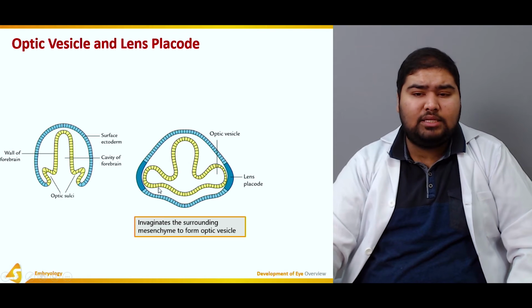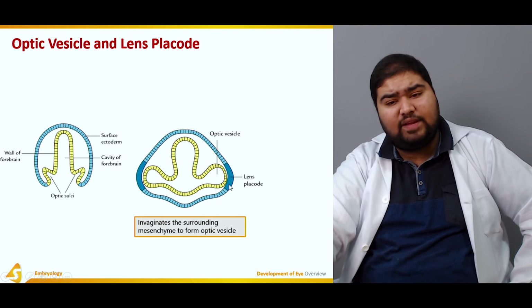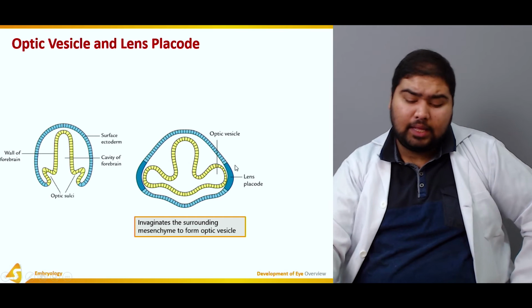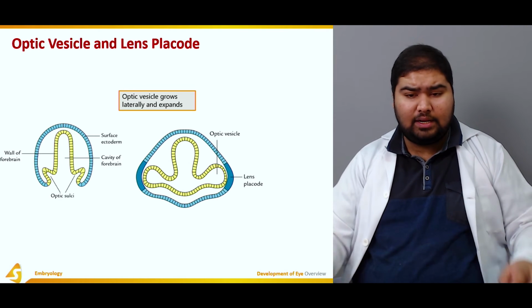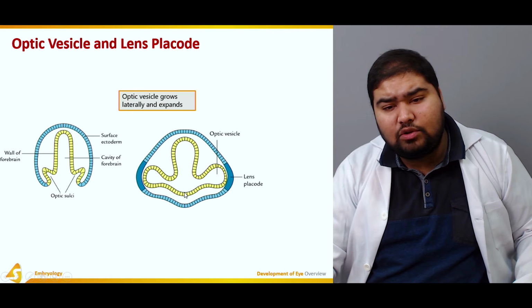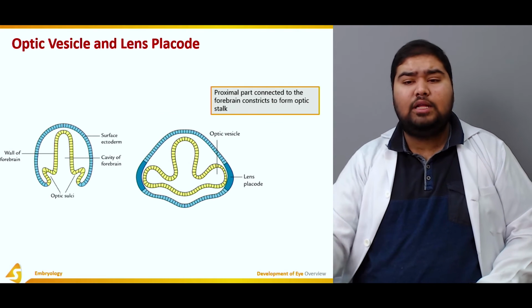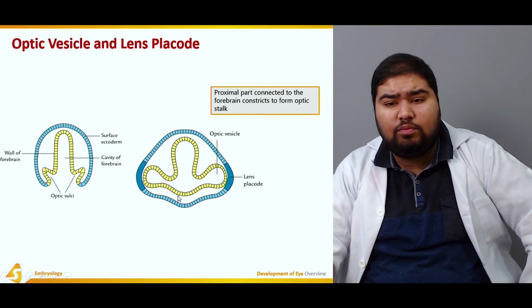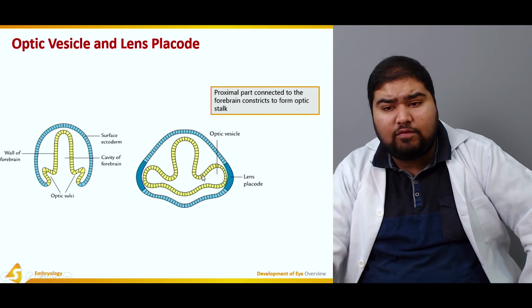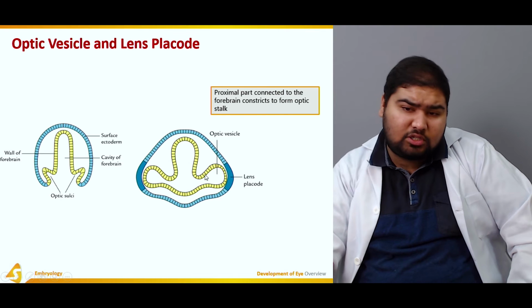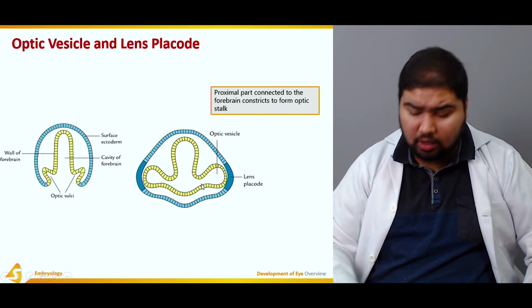So, at this point in time, this enlarged optic sulcus forms the optic vesicle and induces the formation of the lens placode. So the optic vesicle grows laterally. Here you can see it is growing laterally, expanding and increasing in size. The proximal part is connected to the forebrain. Here you can see this is the proximal part which is connected to the developing forebrain. It constricts to form the optic stalk. So there's constriction in this portion to form the optic stalk.